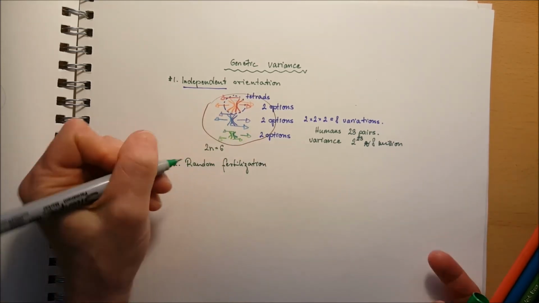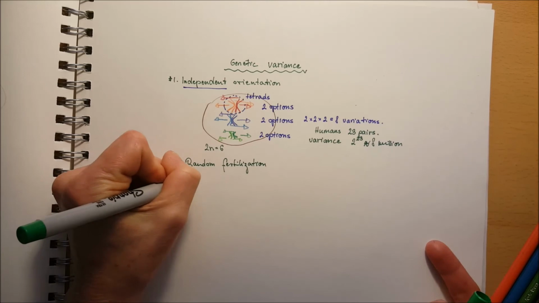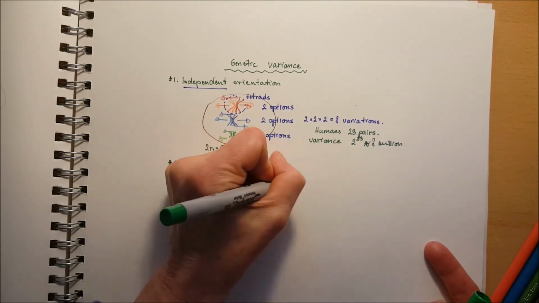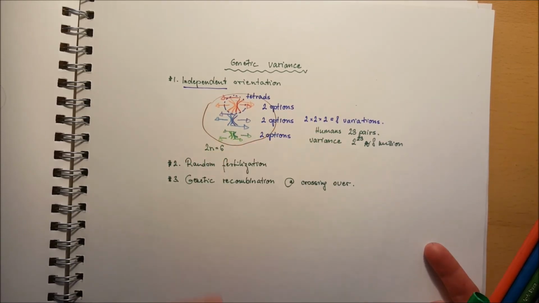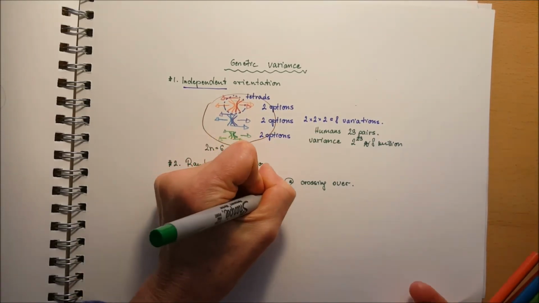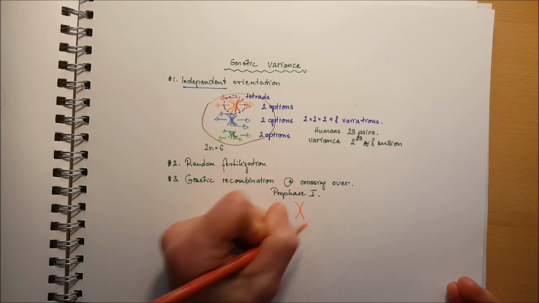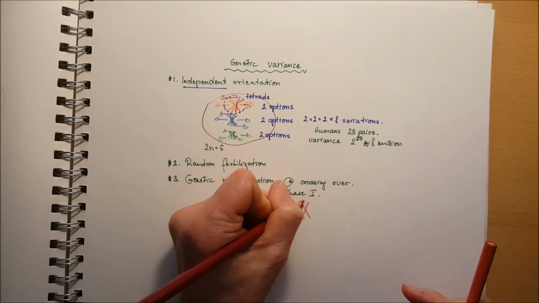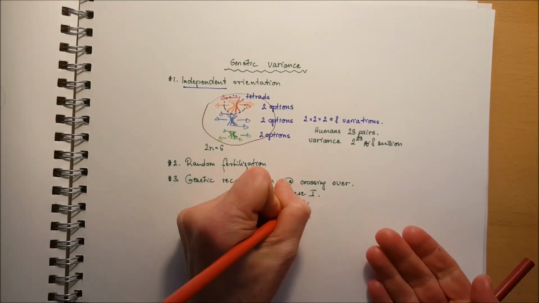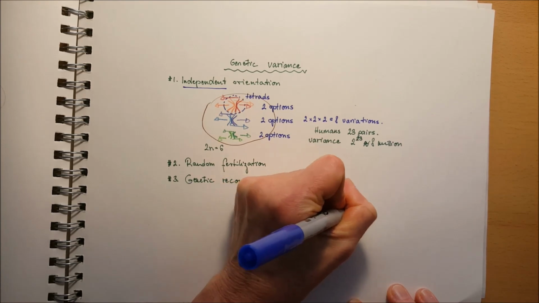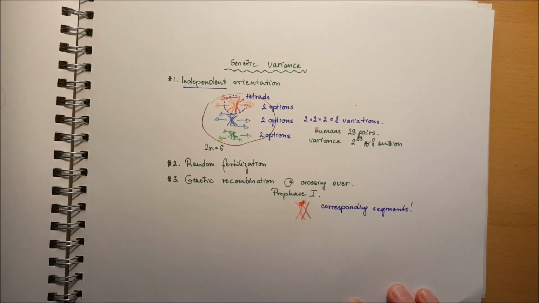The other one is random fertilization: which egg is going to be fertilized by which sperm. And then genetic recombination and crossing over. Please do not forget that it's in prophase 1 that the corresponding segments in homologous chromosomes get swapped. So it's not with sister chromatids, but between homologous chromosomes.